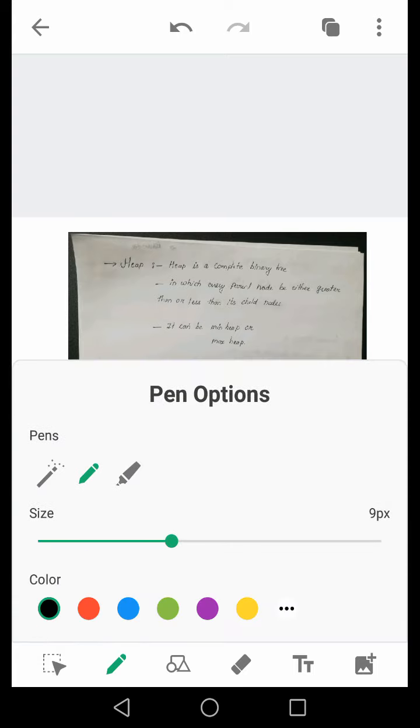What is a heap? A heap is a complete binary tree or an almost complete binary tree in which every parent node should be greater or lesser than its child node. A heap can be a minimum heap or a maximum heap. If I am talking about the maximum heap, in a maximum heap every parent node is greater than or equal to its children nodes.